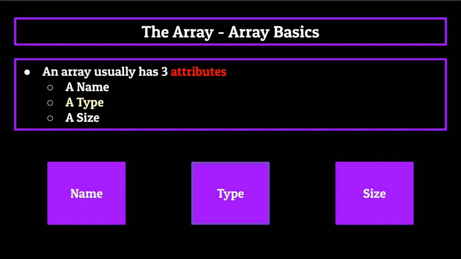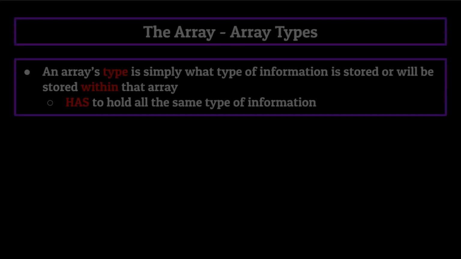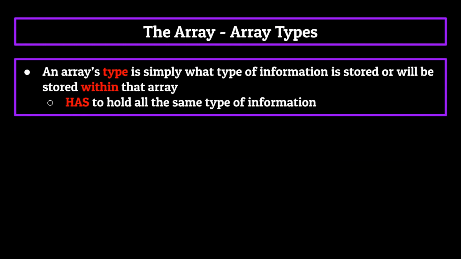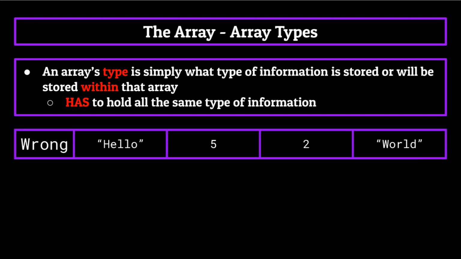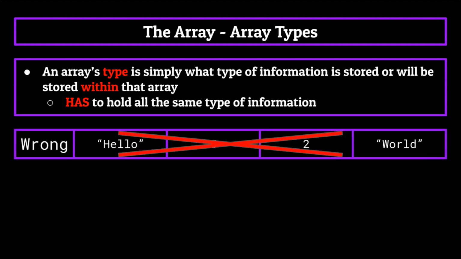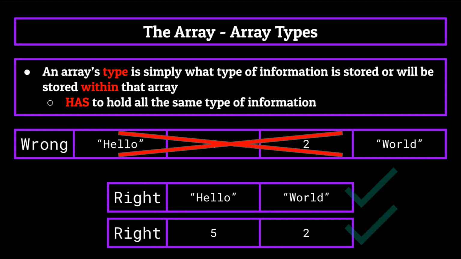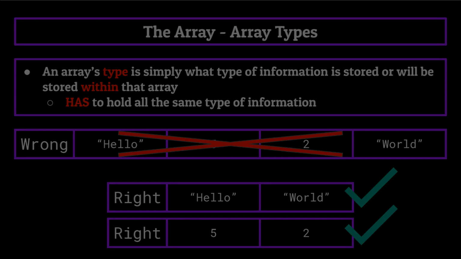And the second one we'll be talking about, the array's type. Now, an array's type is simply what type of information is stored or will be stored within that array. One of the biggest stipulations about arrays is that it has to hold all the same type of information. So you cannot have an array containing integers and strings. It would have to be an array of only integers or only strings. This works for any type of information you would want to store within the array, meaning every element or spot within the array must be of the same type.